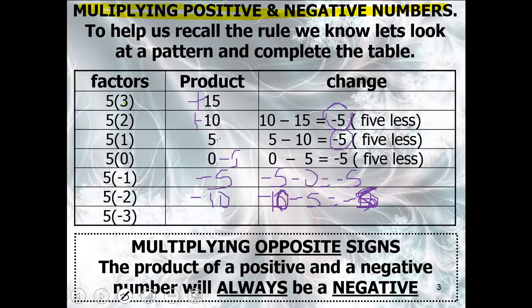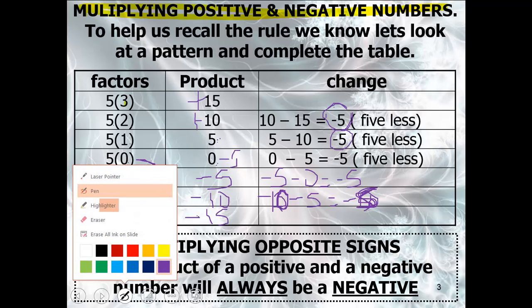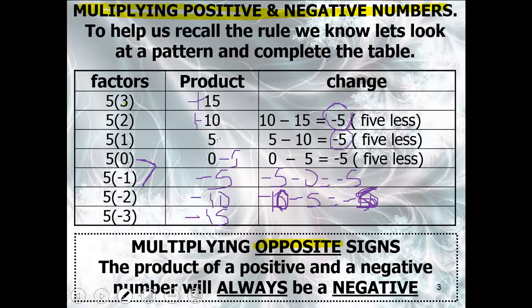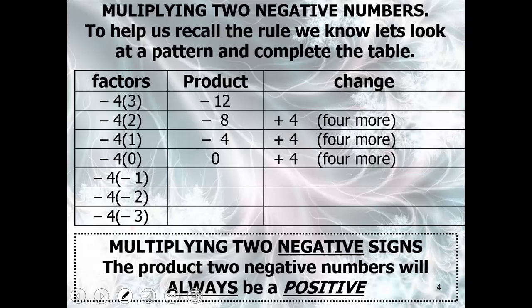So you see, this is the key to the transition. Whenever you cross over from multiplying two positives to multiplying a positive and a negative, the sign changes because you're subtracting off 5 more. And this is negative 15. So when you multiply opposite signs, you're always going to get a negative answer. Multiplying opposite signs always gives you a negative answer.